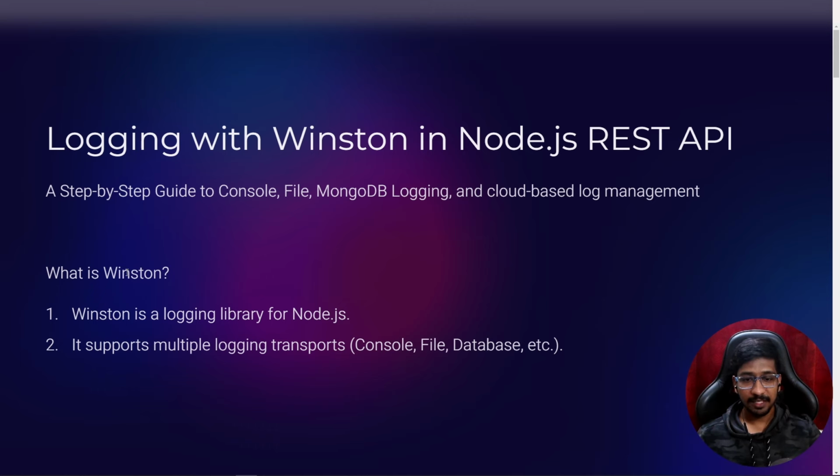So first of all, what is Winston? It is a logging library for Node.js. It supports multiple logging transports. What are different transports? For example, console, which is used for logging in the terminal. File transport, so if you want to store the logs inside a file, this will help. And database, as well as different other transports, are available.